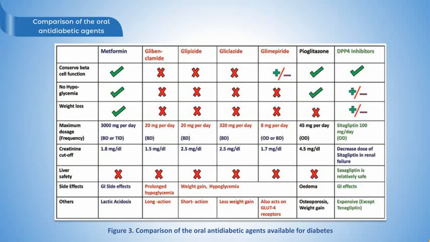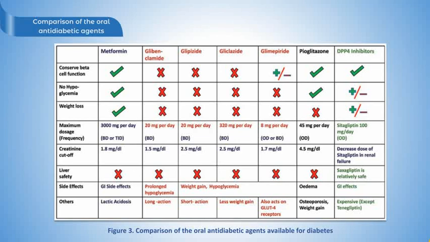Glibenclamide will not conserve beta cell function and will cause hypoglycemia and does not reduce the weight of the patient. As for the maximum dosage for glibenclamide, it was 20 mg per day and will be consumed by the patient twice a day. The creatinine cutoff was 1.5 mg per deciliter, and the safety for the liver is not safe and it has a side effect of prolonged hypoglycemia.